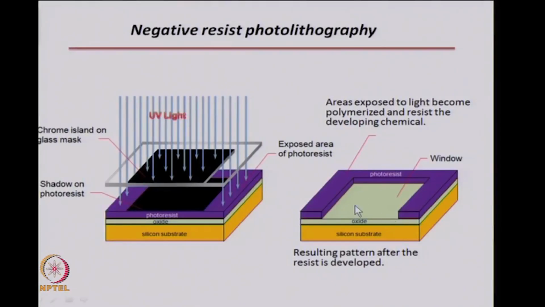This is the negative resist photolithography, and here the region where the light did not fall, because the mask was designed like this, did not allow light to fall on this region, and since light did not fall on it, when you put it in the chemical, it removes the photoresist. The part where light fell, the photoresist polymerized, and now the chemical cannot remove that part, and so the final structure looks like this. So, this is the negative resist photolithography.